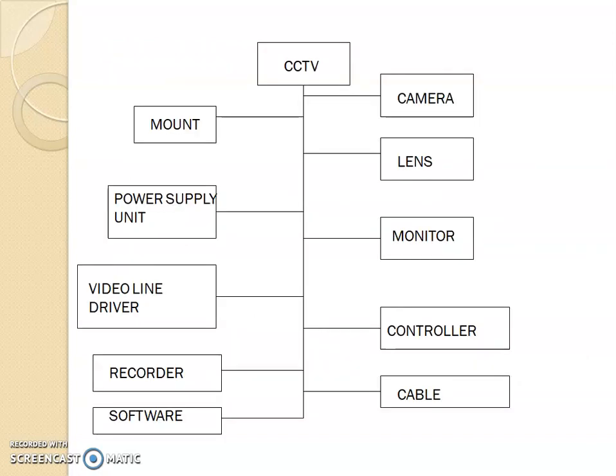If you look at the components of CCTV, you have a mount, power supply unit, video line driver, recorder, software, camera, lens, monitor, controller, and cable. So all these are components related to CCTV. I'll be explaining each one of them in detail.